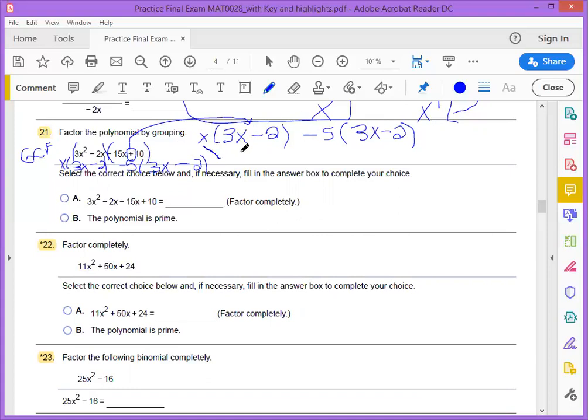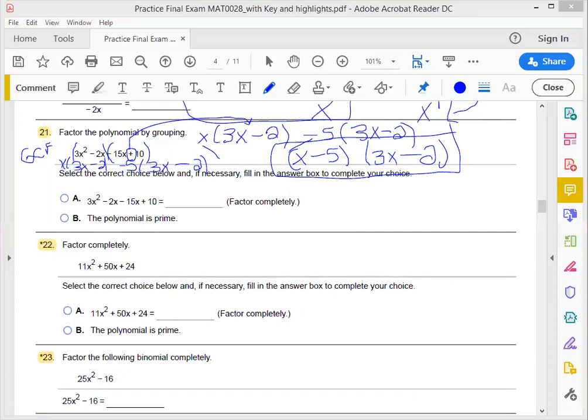So what is our answer? It's going to be the two factors that are outside, so x minus 5, and the factor that we share, 3x minus 2. This is our solution: 3x minus 2 and x minus 5.